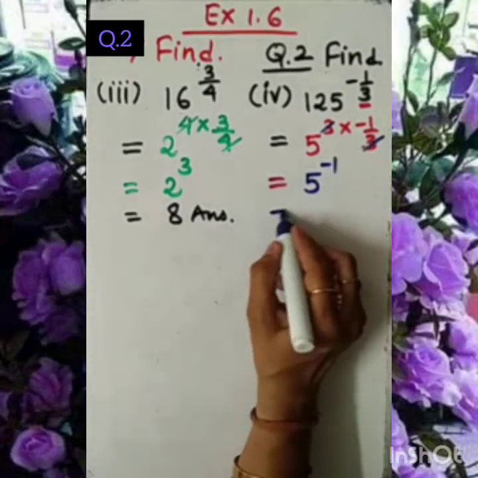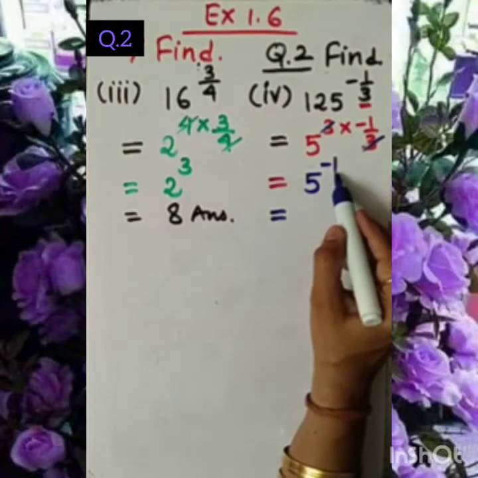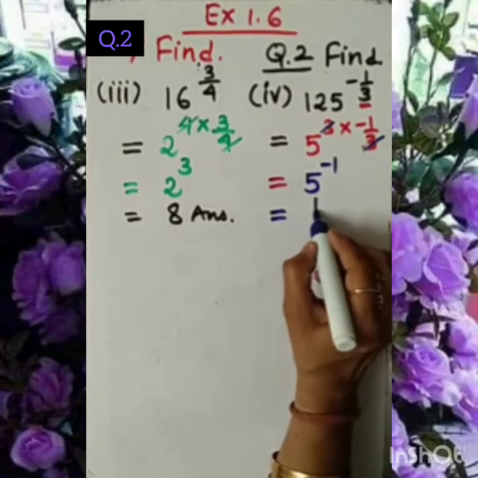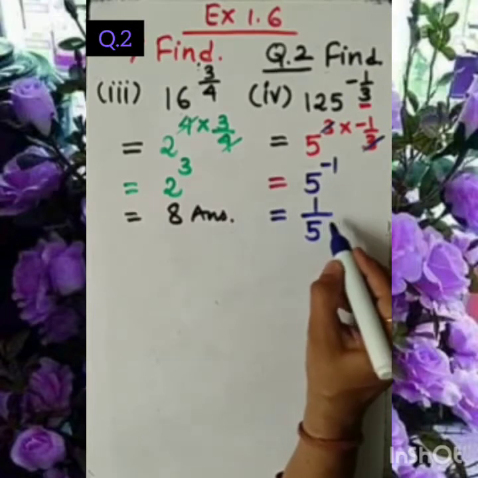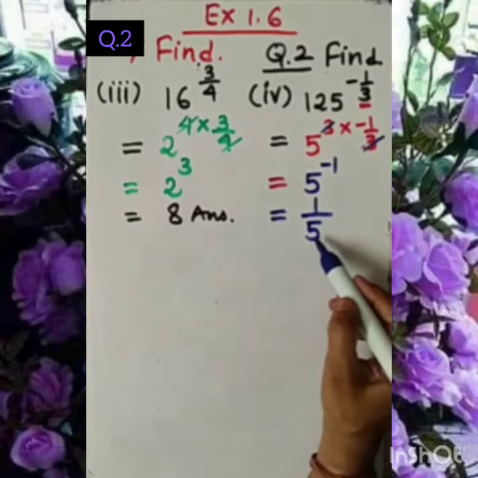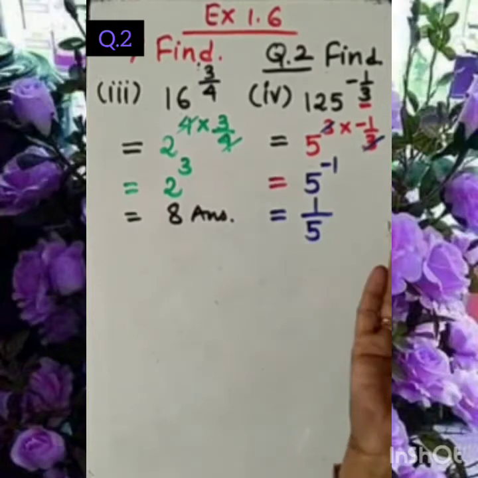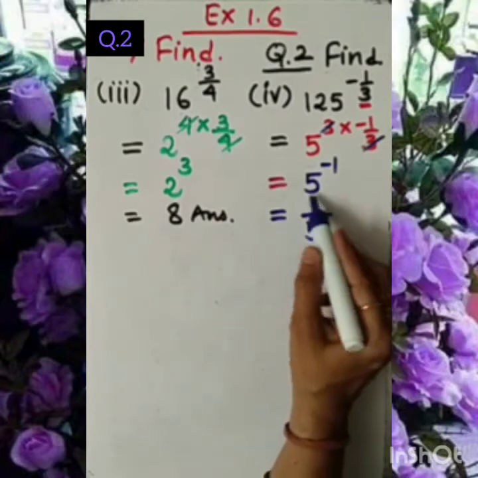And dear student, you know very well, whenever we have a minus power, we need to write it as 1 upon 5, so the power becomes positive. As it is 1 power, we are not mentioning it, because 5 to the power 1 will remain 5 only. So the answer of this question is 1 by 5.